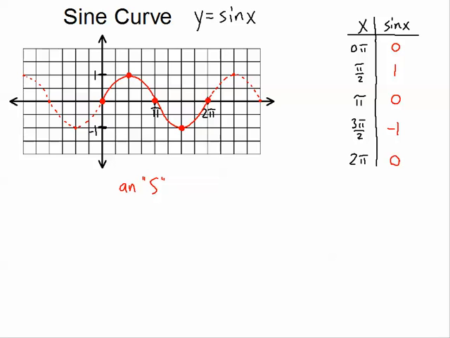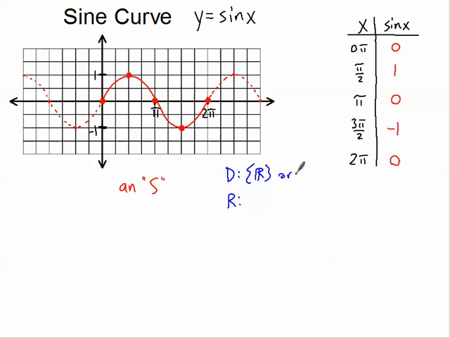I would like to talk about domain. I would like to talk about range. And I have one other question. If we're talking about domain, the domain is all reals because this graph continues on forever, all the way from negative infinity all the way to positive infinity. So the domain of this is all reals.